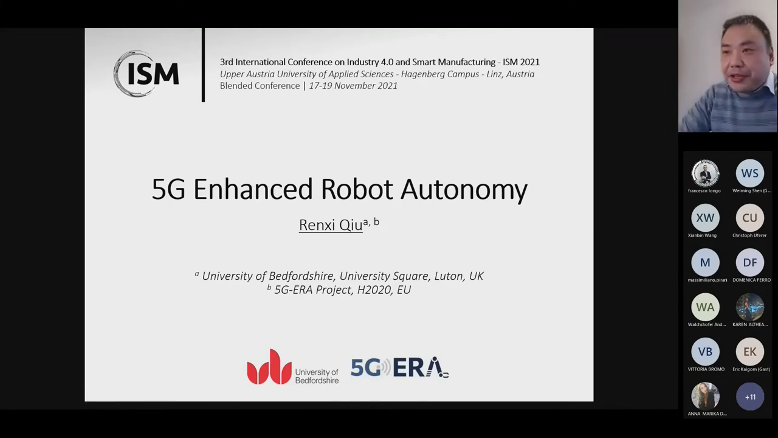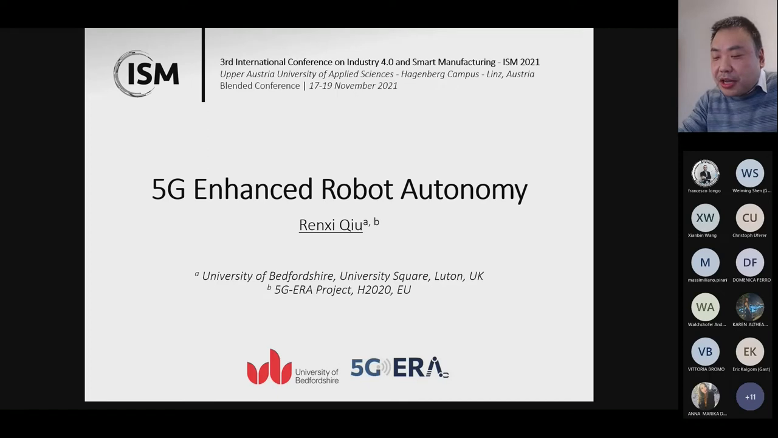It's my pleasure to make this presentation. We had three fantastic presentations just now talking about the capability of 5G and beyond, with different kinds of potential in promoting the vertical industry. My name is Ren Jiqiu. I'm a senior lecturer from the University of Bedfordshire. I'm also the scientific coordinator of the 5G Era project sponsored by H2020. And as Francisco mentioned, we are the project partner in the development.